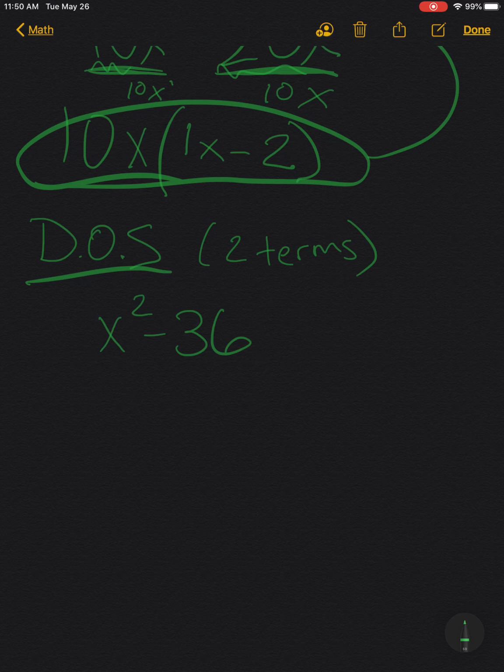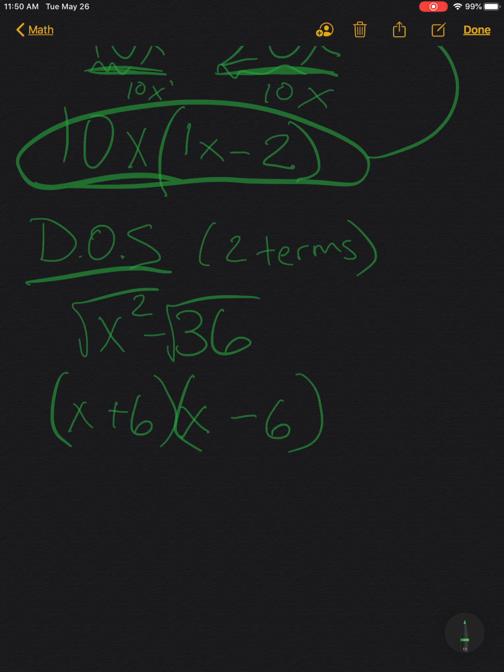Now, once you figure out it's difference of squares, open up two parentheses and take the square roots of each term. So what's the square root of x squared? X. So write that here and write that here. What's the square root of 36? Positive 6 and negative 6. And that's it. That's difference of squares. Okay? Again, characteristics here are two terms separated by subtraction, and obviously they have to be perfect squares. So it can't be like a number like 18 or 20. You know, it has to be a number that has a square root. Okay, that's difference of squares.